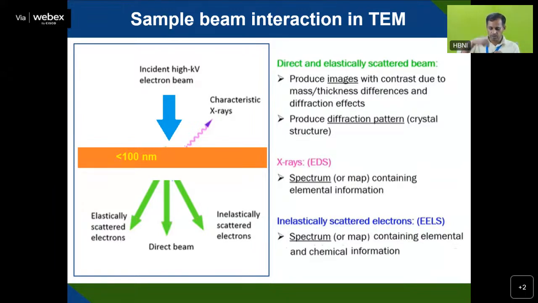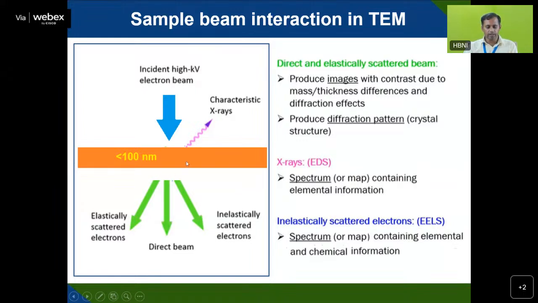For the electrons to transmit, you generally use a TEM grid, copper or molybdenum grid, on which you deposit powder samples. Or if you want a metallic sample, you have to prepare a very thin slice, less than 100 nanometers. So the electron wave will transmit through that, and you will get a direct beam as well as an elastically scattered electron beam as well as an inelastically scattered electron beam.